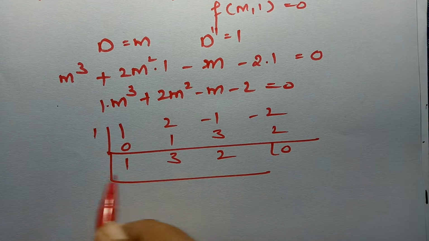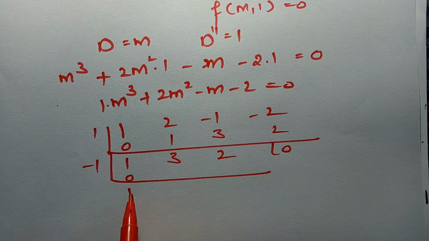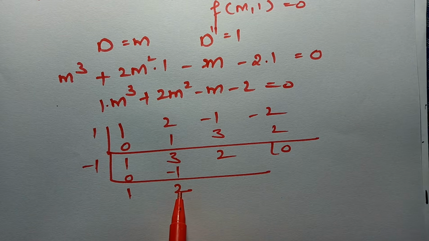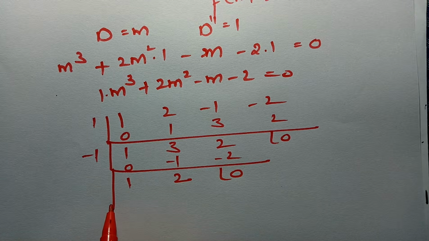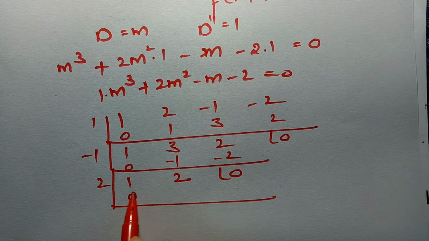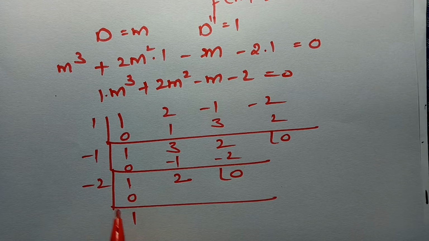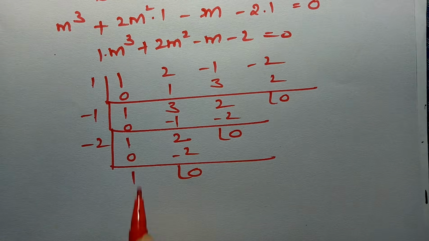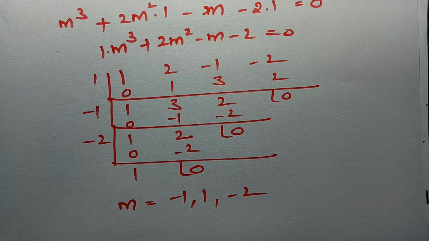And if I check with minus 1, see, minus 1 into 1 is minus 1, 3 minus 1 is 2, minus 1 into 2 is again minus 2, and this is 0. And later I can take minus 2 then. So minus 2 into 1 is minus 2, and again this is 0. So the roots are minus 1, plus 1, minus 2.